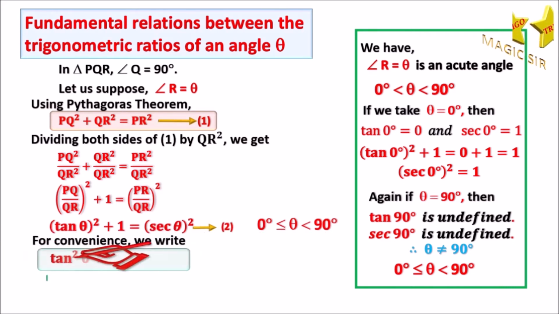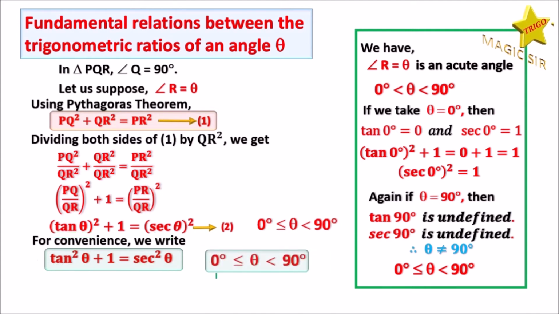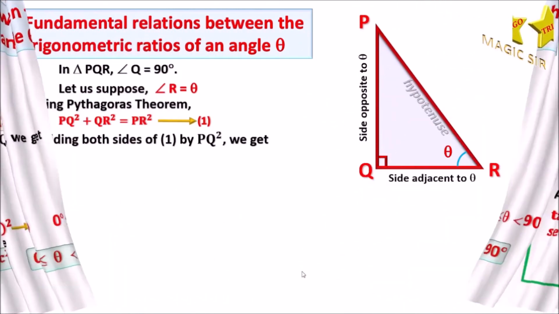For convenience, we write tan square theta in place of (tan theta)^2 and sec square theta in place of (sec theta)^2. Therefore, tan square theta plus 1 equals sec square theta, where 0 degrees is less than or equal to theta is less than 90 degrees. Remember this trigonometric identity.